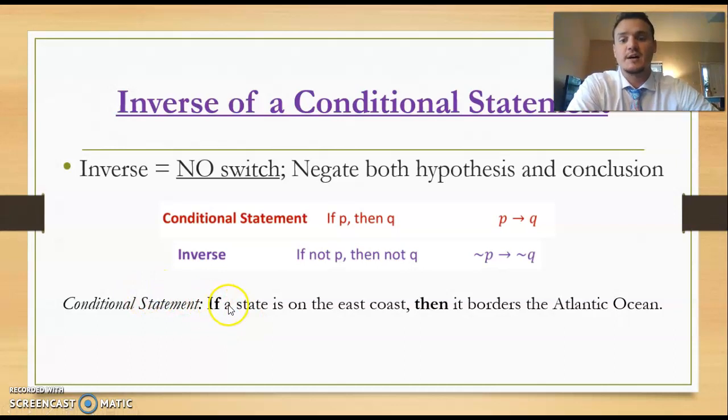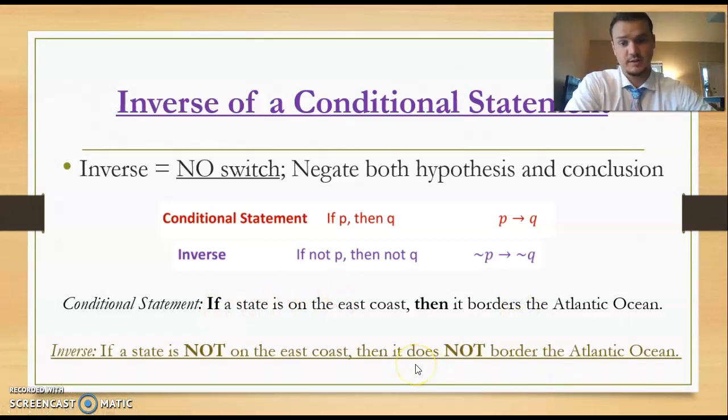So again, if we start off with a conditional statement, if a state is on the East Coast, then it borders the Atlantic Ocean. So now if we're doing the inverse, it would read, if a state is not on the East Coast, then it does not border the Atlantic Ocean. So again, notice that there is no switch here. All you're doing is really keeping the same order of the conditional statement and then adding the words not in there, or really we're just trying to change the original meaning. So here it says if a state is on the East Coast. We could say if a state is not on the East Coast, if a state's on the West Coast, I don't know. But really just changing the meaning of it to the opposite of what it originally read. Adding the word not is usually the quick way to do it.